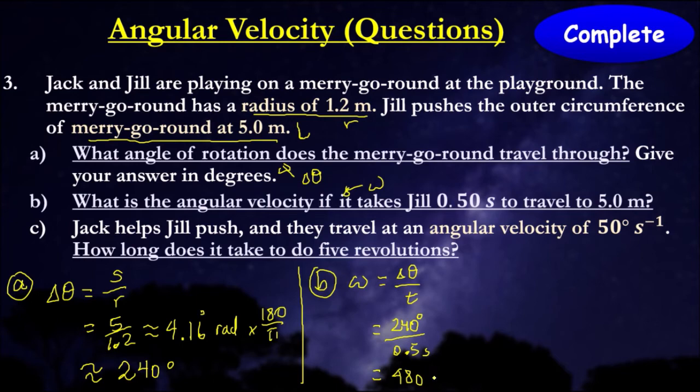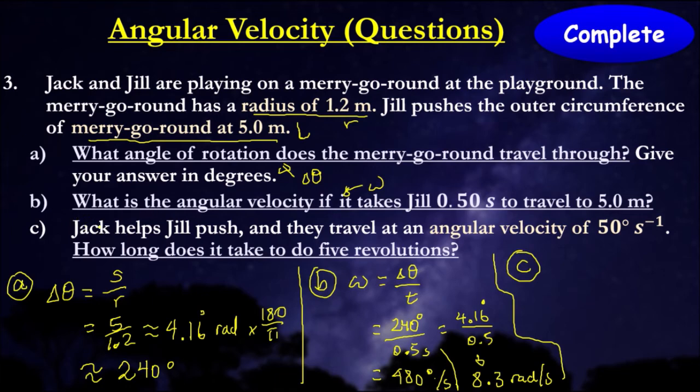that gives us an answer of 480 degrees per second. If we were to do this in radians, so 4.16 repeating over 0.5, that gives us an answer of 8.3 rads per second. So there's that.